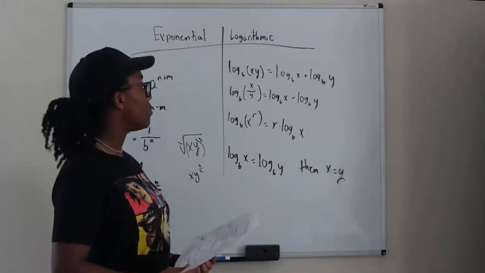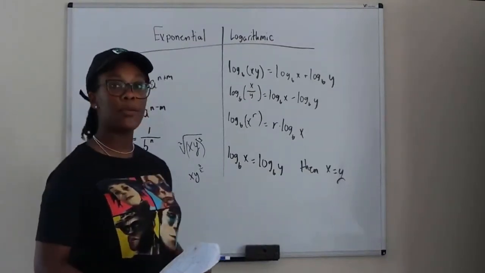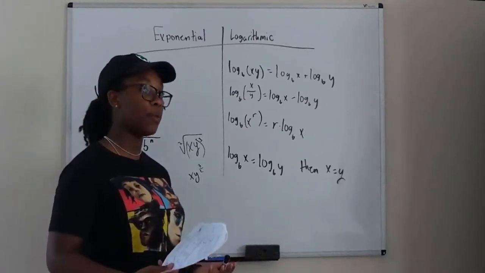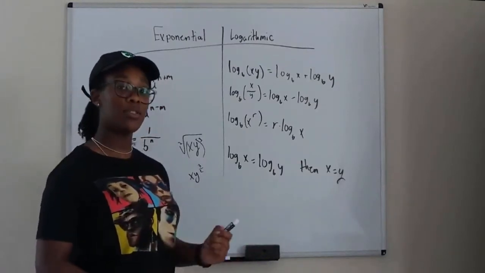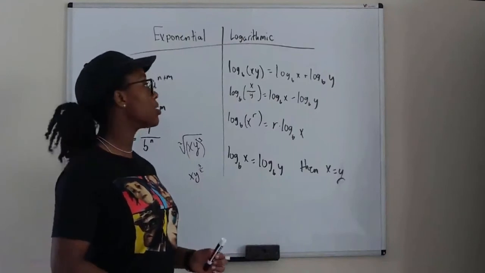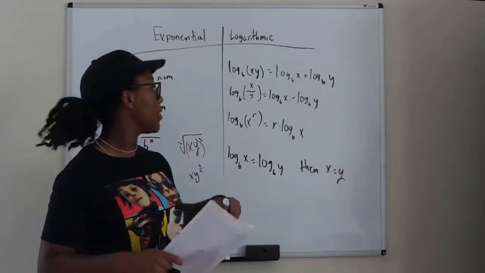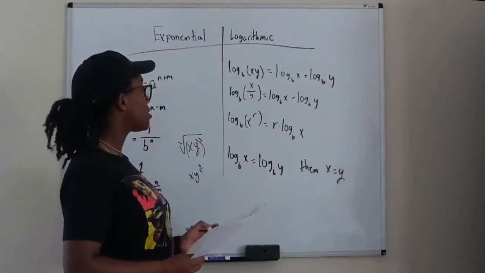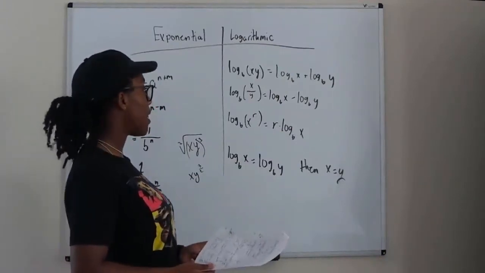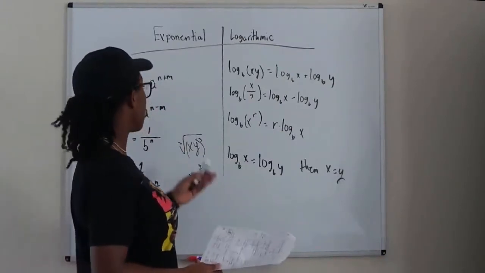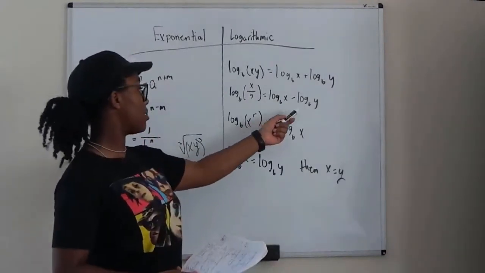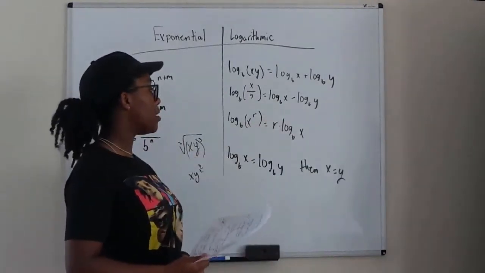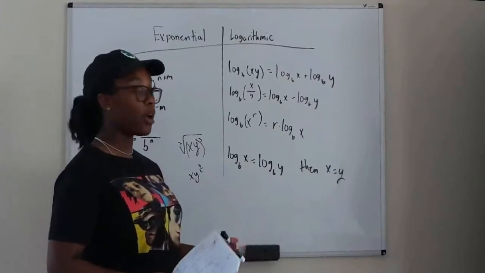And if it does have the same base, or you want it to have the same base, you can use the change of base formula, which I will link below. Okay, so log base b of x divided by y, it's the same thing as the exponential. You can just subtract the x and the y.